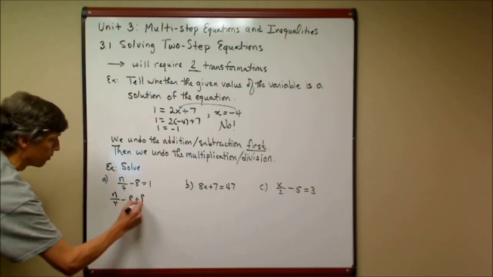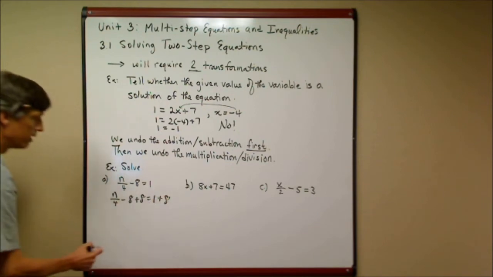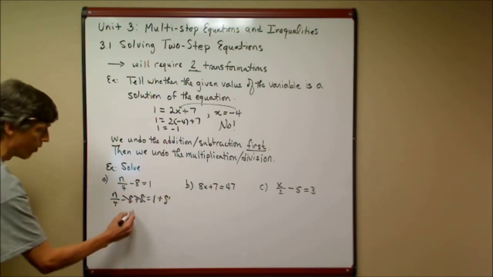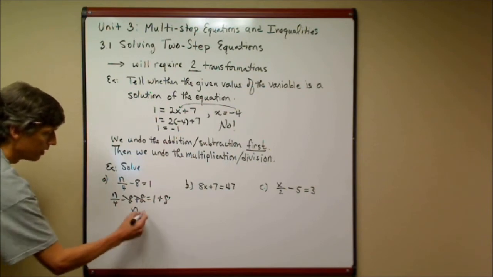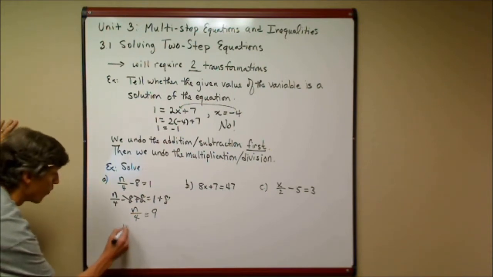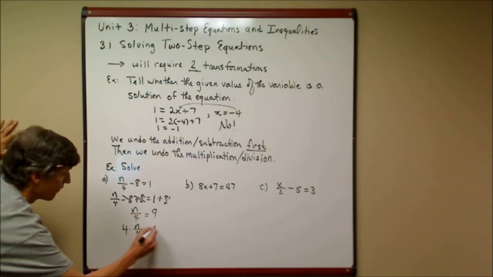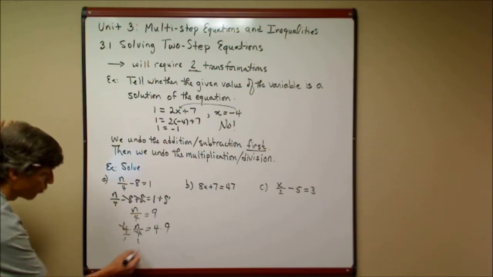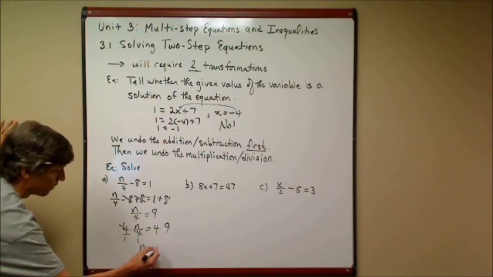I'm going to add 8 to both sides. Now the minus 8 and the plus 8 are going to cancel, but I don't have just n, I have n over 4. n divided by 4. And on the right side I have 9. Now it becomes a one-step equation, because now it looks like a problem that we had in the previous chapter where my variable is being divided by 4. I do the inverse, which is to multiply by 4. So 4 times the left side and 4 times the right side. The 4s cancel out, that's 1n or n, and on the right side 4 times 9 is 36.